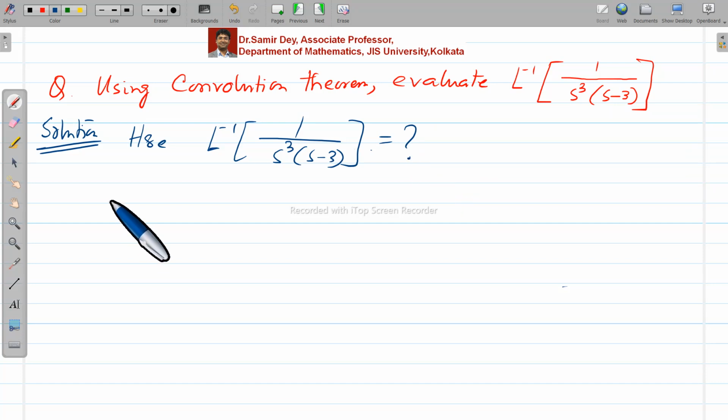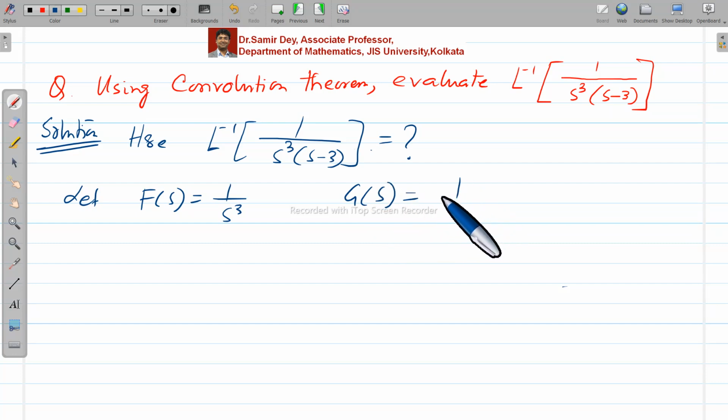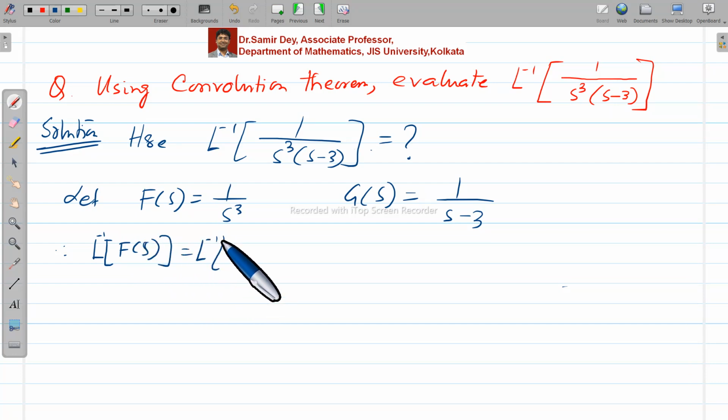Now let F(s) equal 1 by s cube and G(s) equal 1 by s minus 3. Okay, now therefore L inverse of F(s) is equal to L inverse of 1 by s cube.